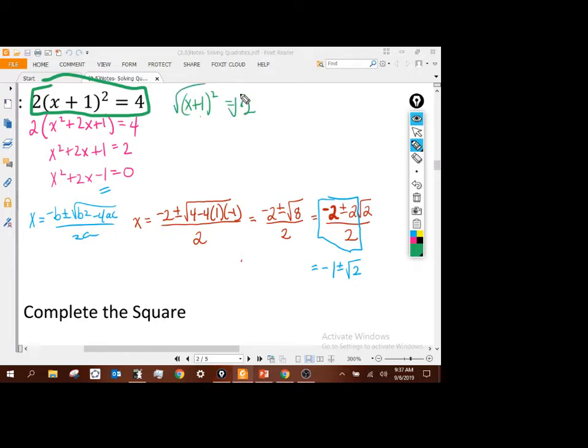I square root that, so I get x plus 1 equals plus or minus root 2. What can I do to solve for x? Subtract 1. Does that answer match that answer? Was doing it in green much quicker? Yeah, and we avoided the quadratic formula and all that simplification had to be done. And that's the idea of algebra, guys.